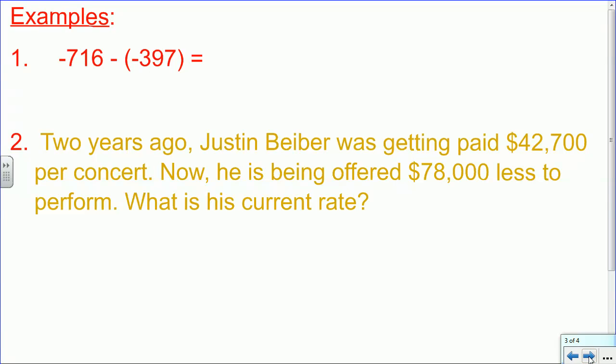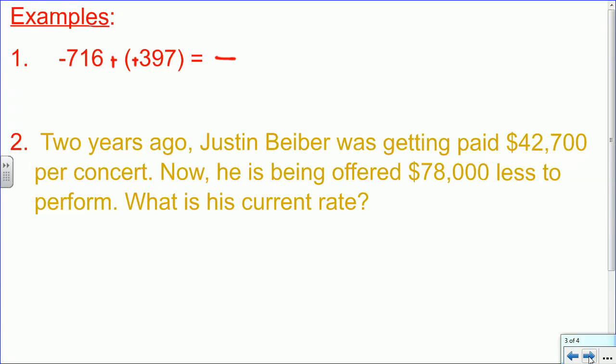Number 1, if we have negative 716 and we subtract negative 397, what will we get? So first thing I see is we have subtraction. I don't like that. Let's play add ops. So we have negative 716 plus positive 397. We have more negatives than positives, so after we cancel out 0 pairs, we would have negatives left over. And the signs are different.